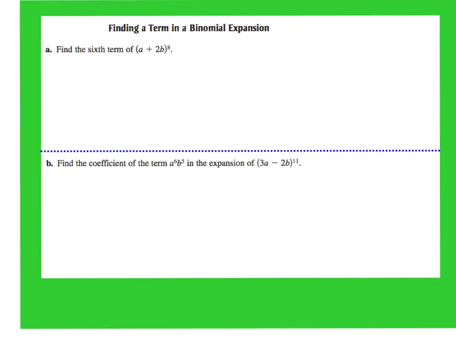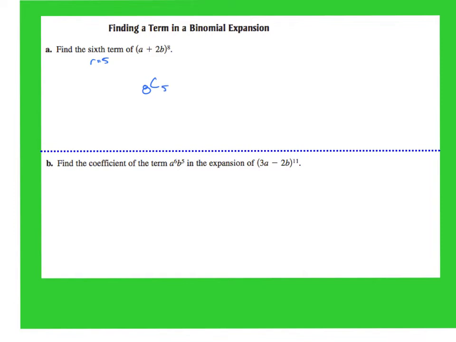Okay. The sixth term of the quantity a plus 2b raised to the power of 8. Again, if you can find your r, you can find everything. So what's my r if I want to find my sixth term? 5. My r is 5. Okay, that's basically what it tells me. All right, so what goes out front? 8 combination 5.